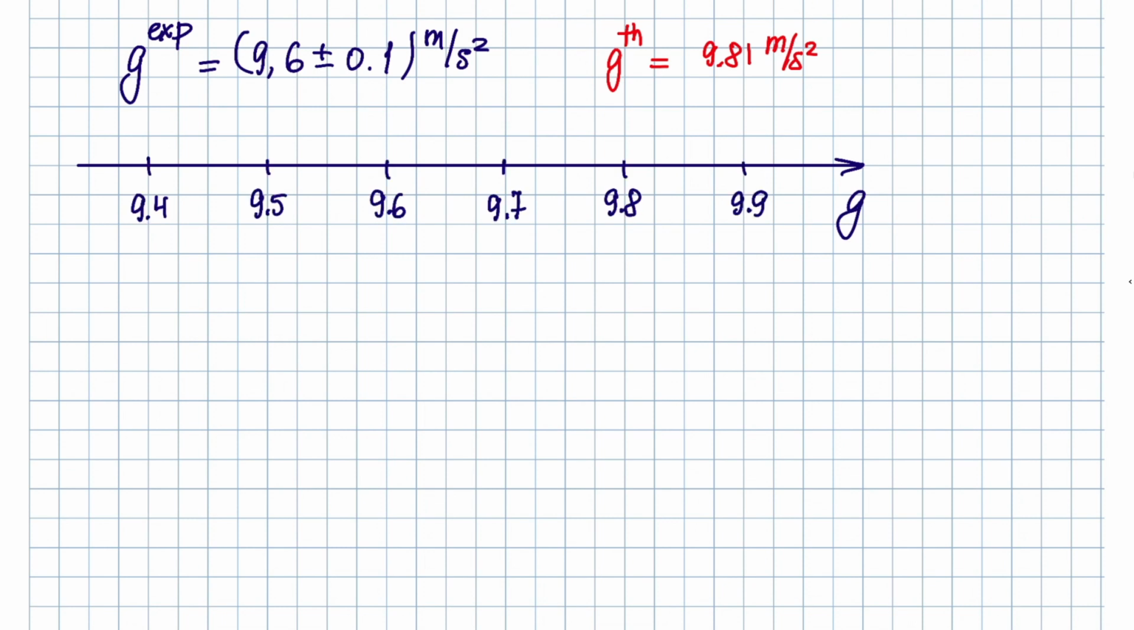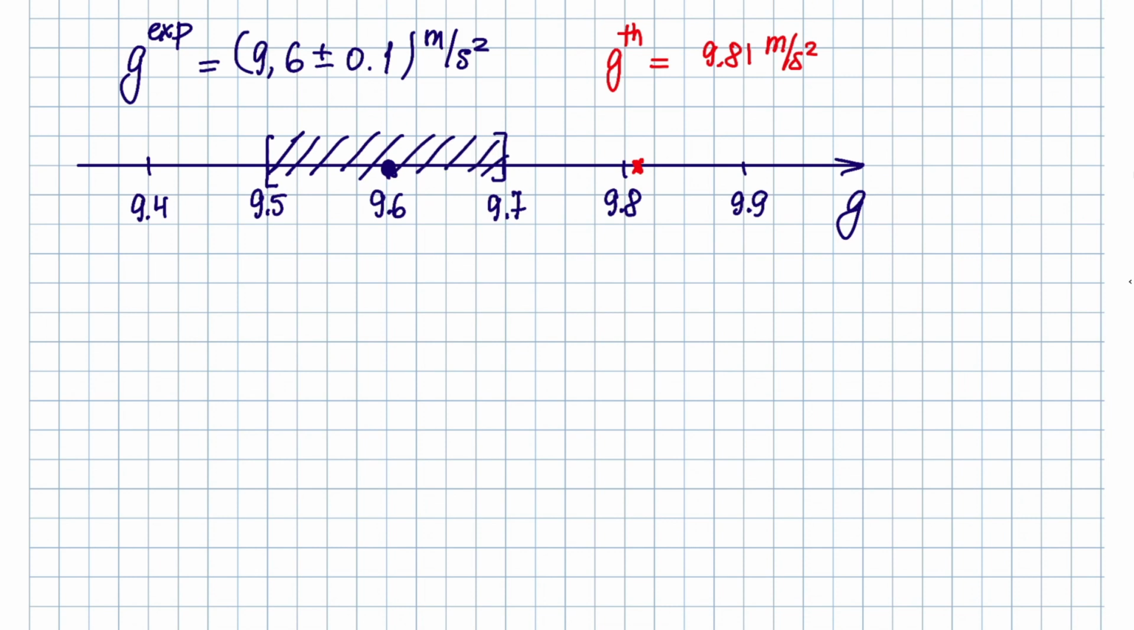So here are all the values around our experimental value and expected theoretical value. Let's label them on the number line. The theoretical value is 9.81 meters per second squared, and it's going to be somewhere here. And our experimental value is 9.6, and it has an uncertainty of plus minus 0.1. So minus 0.1 is going to be here, and plus 0.1 is going to be here. Our experimental value falls somewhere in this region with an uncertainty.